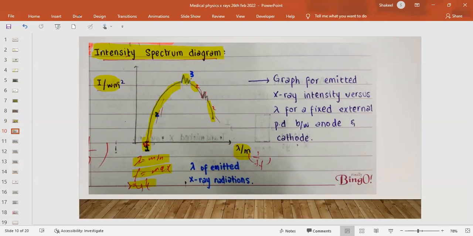Number three are the spikes. These spikes are the feature of the characteristic spectrum of the metal. When electrons hit the metal, they accelerate the metal's electrons, and when those electrons go to a higher energy level, they will be in an excited state, and when they come down, they will emit energy, they will emit photons, and the spikes represent that.